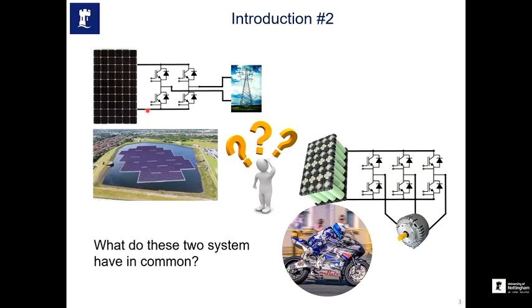Why do we call it a full bridge? You remember this first half, we call it a half bridge, okay? Now basically what we did is we connected two half bridges.